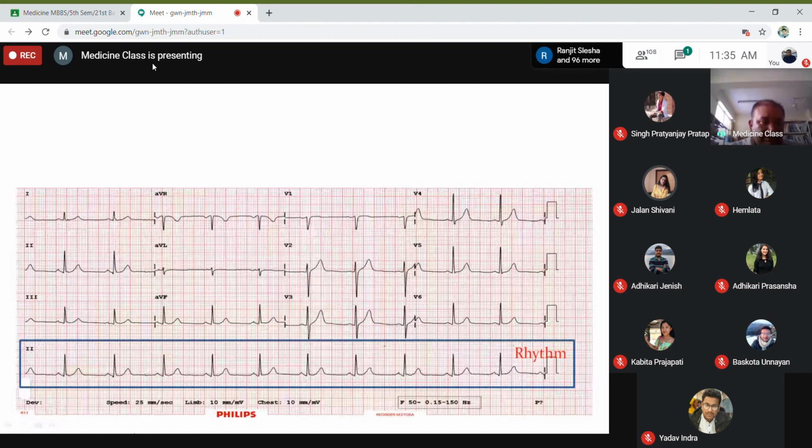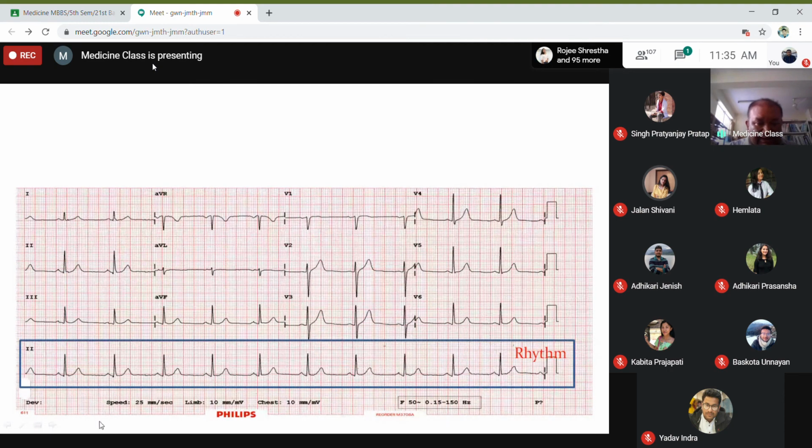And sometimes there may be a rhythm strip like this. Here it is of lead 2. We are recording lead 2 as a long lead. This is called the rhythm lead. Sometimes it may be V1 also, but usually it is taken from lead 2. So you have a long strip of lead 2 where we can analyze the rhythm. So this is called the rhythm lead also.